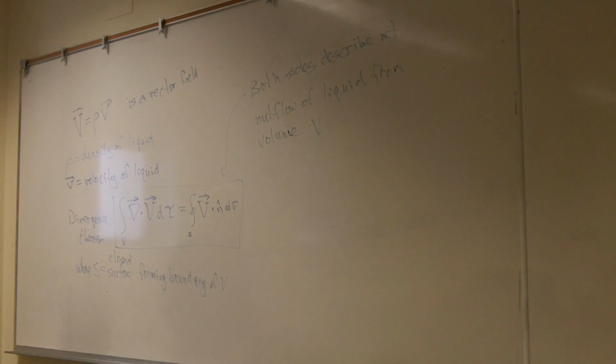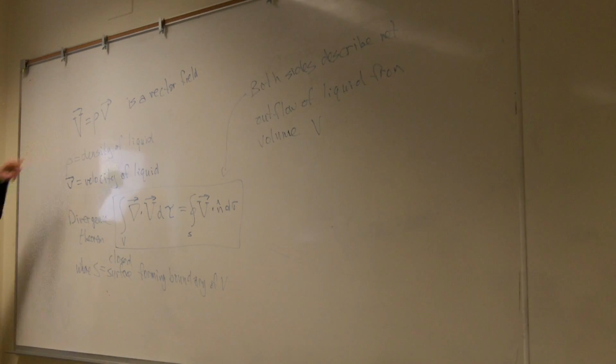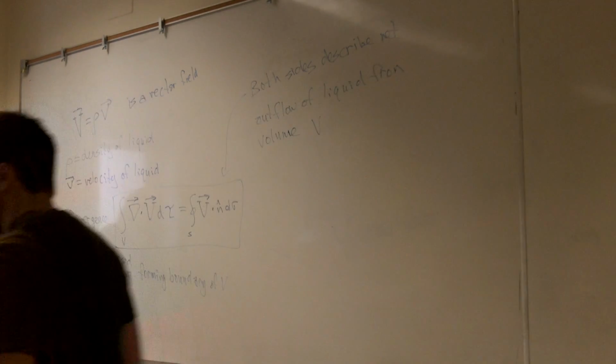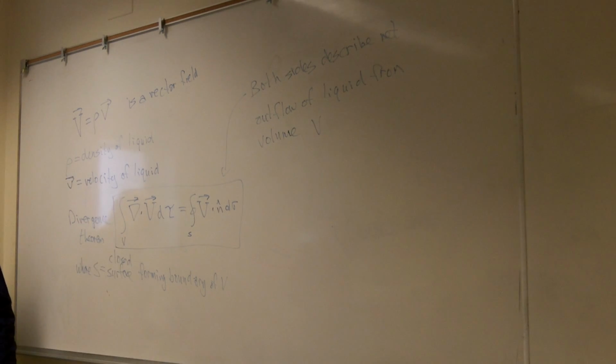And I'm sorry, I'm using V for three different things here, right? We've got a little v, which is the velocity of our liquid, a capital V, which is the velocity times the density. Both of those are vectors. But then I'm using the volume V as a limit here to represent the volume that we're integrating over. So I hope that's not too confusing. That volume is obviously not a vector. So anyway, again, both sides describe the outflow of liquid from this volume.